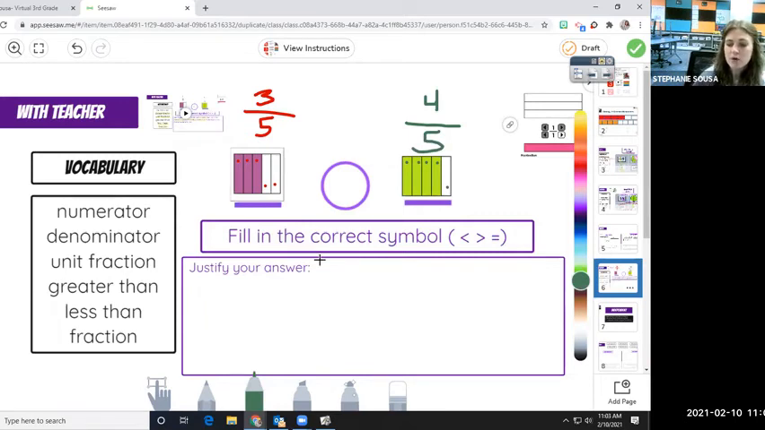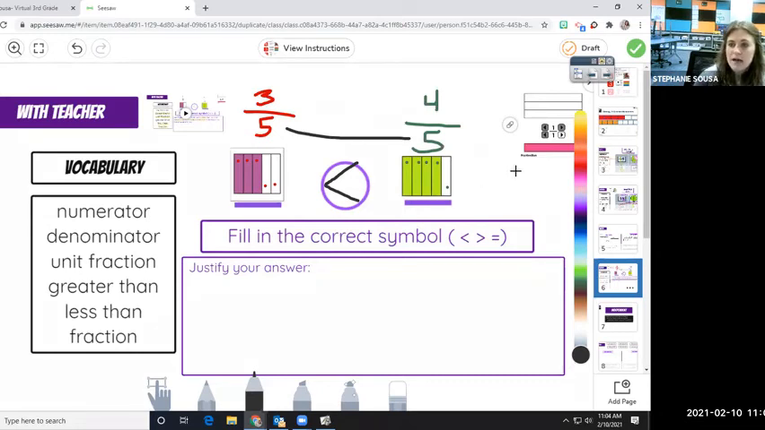So what I notice first of all is that these fractions have the same denominator. Okay, there's a connection with those denominators. They're the same. So all I have to think about is which one has more pieces. Well, I have 3 pieces or 4 pieces. 4 pieces is more than 3 of the same size pieces. So this would read 3/5 is less than 4/5. Okay.